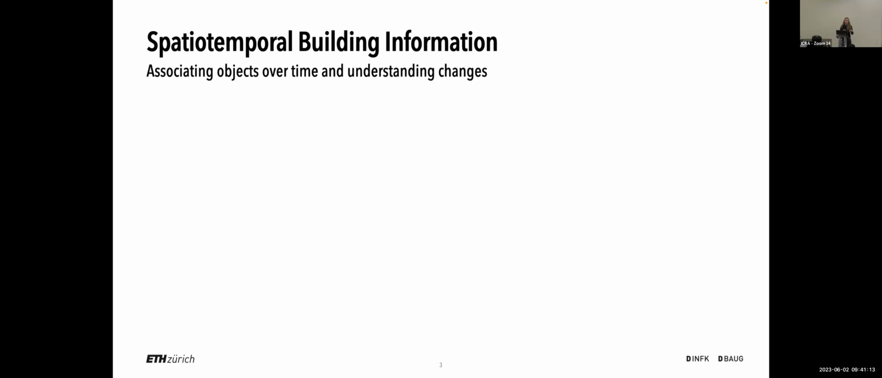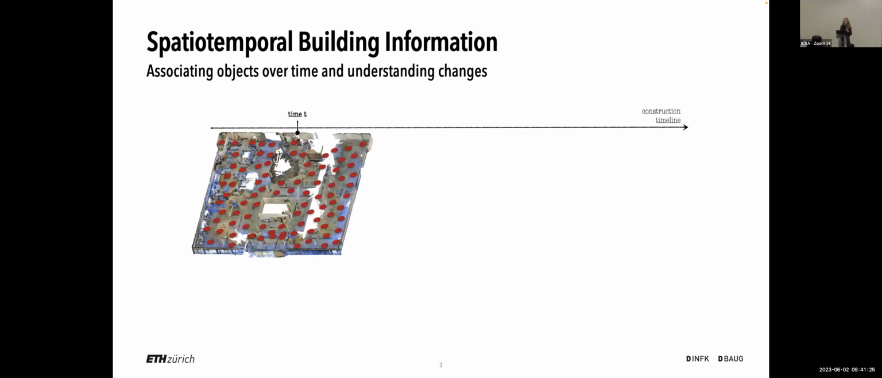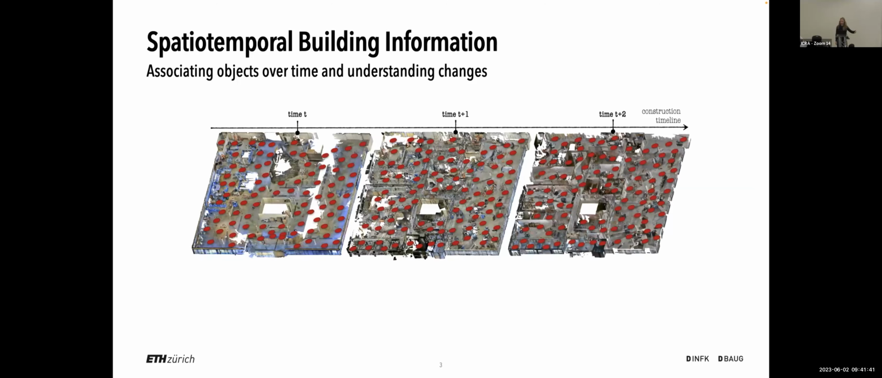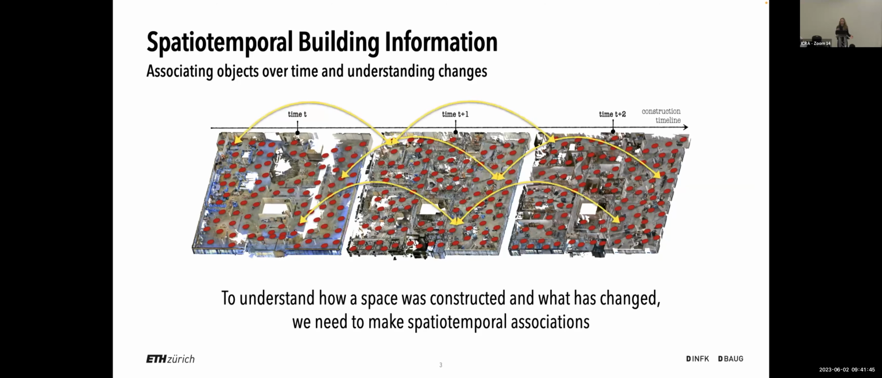So let's see how spatiotemporal understanding of the built environment of these construction sites is happening today in the field. So you will build a construction timeline, where at time t you will get a laser scan of your space. And these red dots that you see on the screen are essentially laser scan locations. And then at time t+1, you will get another laser scan, and at time t+2, another laser scan, and so forth.